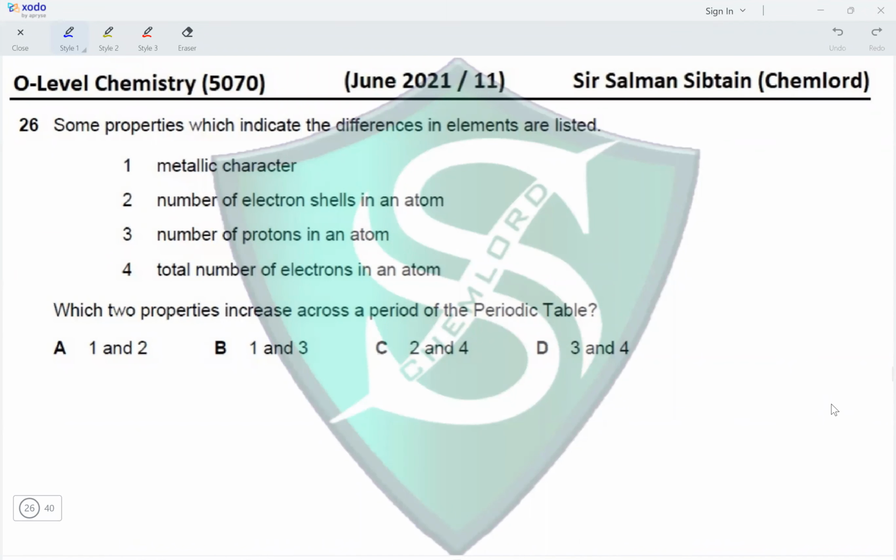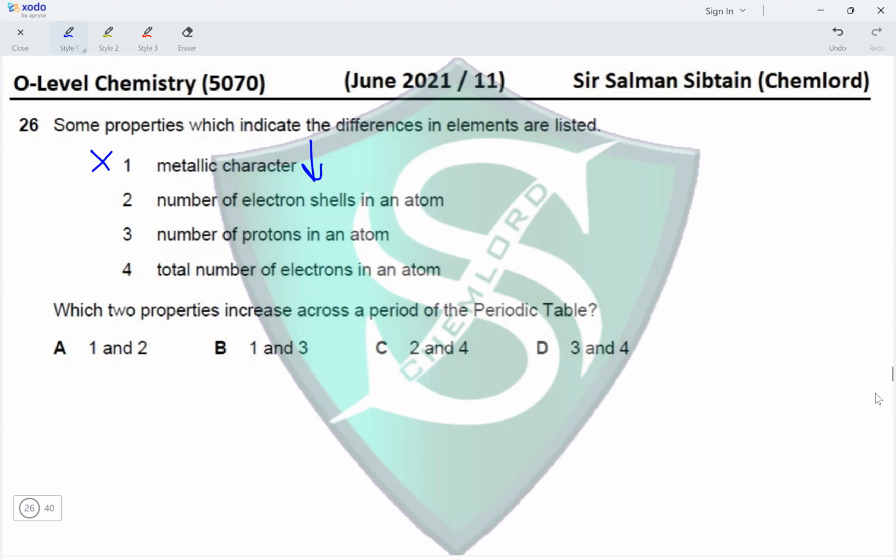Question 26. Some properties which indicate the differences in elements are listed. Okay, metallic character, number of electron shells in an atom, number of protons in an atom, and total number of electrons in an atom. Okay, which two properties increase across a period of the periodic table? Okay, so we are moving along a period. So what happens to the metallic character? It decreases along a period. And we want to look at things that increase. So statement one or the property one is incorrect here.